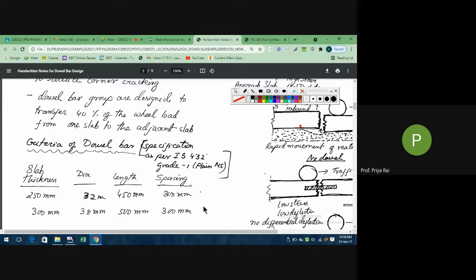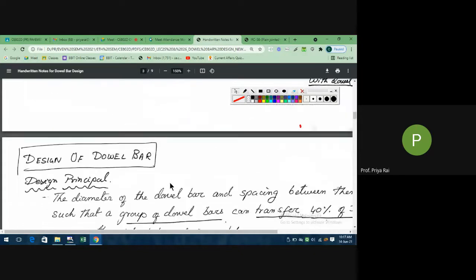Why are we considering this? For design. Whenever we do design, we will take values within this range only. We will take a value within this range, then check whether that particular assumed value of diameter, length, or spacing satisfies the criteria or not. That criteria I will be explaining soon.